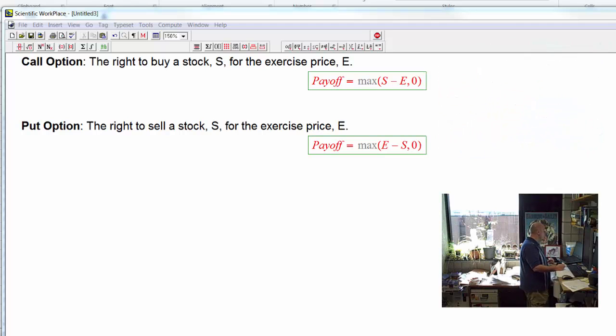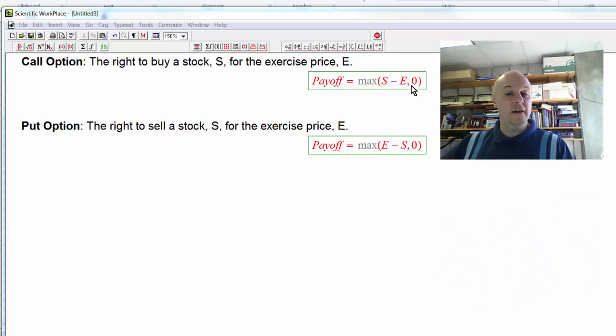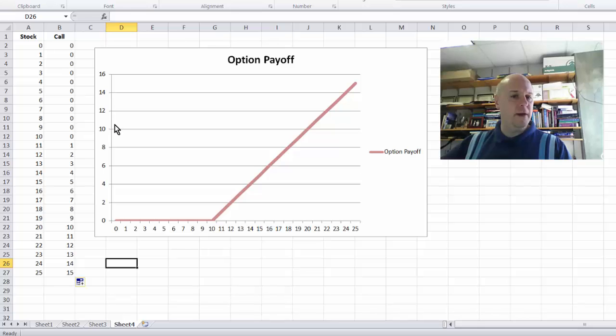A call option, if you own a call option, then you own the right to buy a stock for an exercise price E at expiry. So its payoff is given by the maximum of either the difference between the stock and the exercise price, or nothing, zero. It's probably easier to see this in a graph. Let's take a look at the graph here. It's a payoff option for a call.